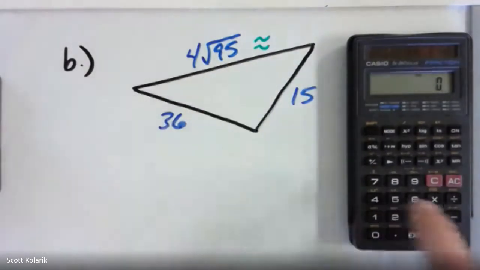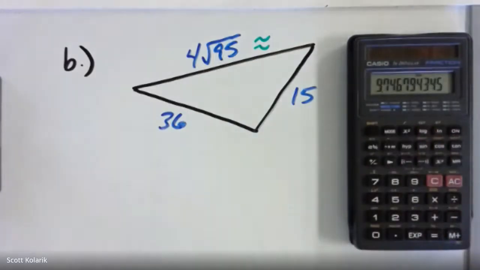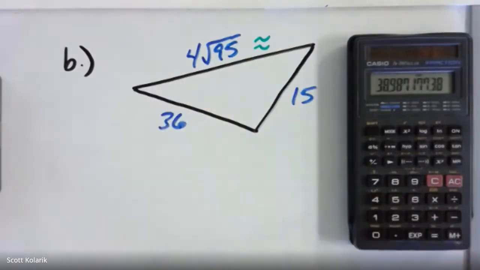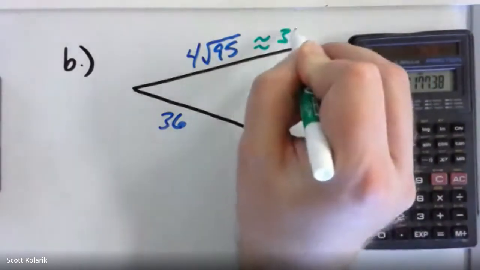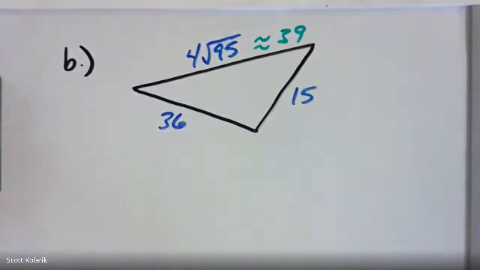So in this case, I would first take the square root of 95. Comes out to a long decimal, not surprising. And then I have to make sure I multiply by that 4 in front, and I get this ungodly decimal. But it approximates to about 39 units. All right, so what was the purpose of that? Why did I bother with doing that?